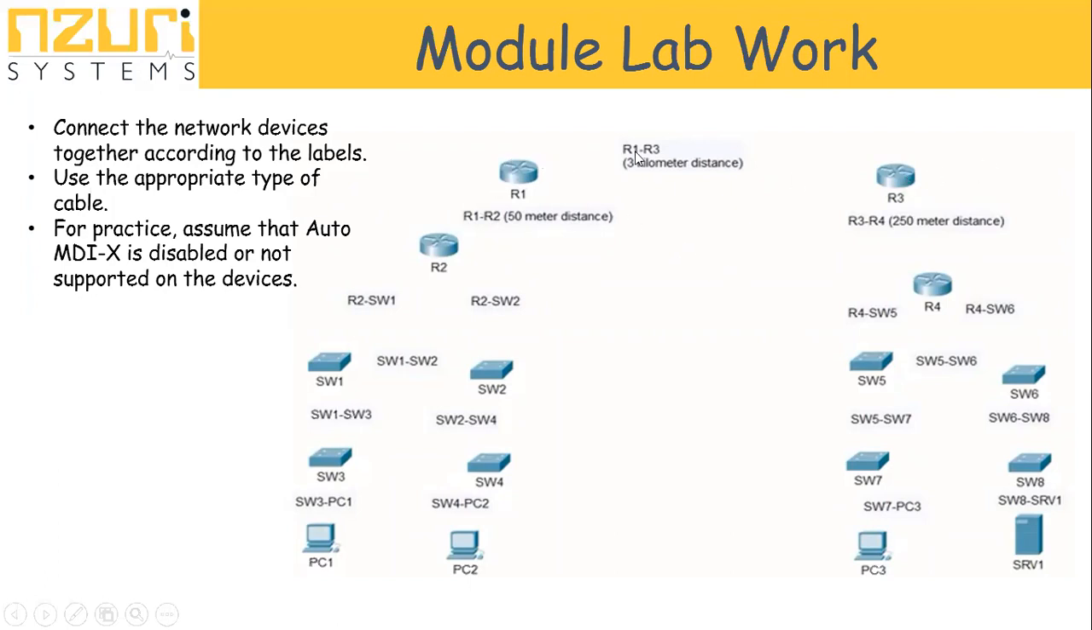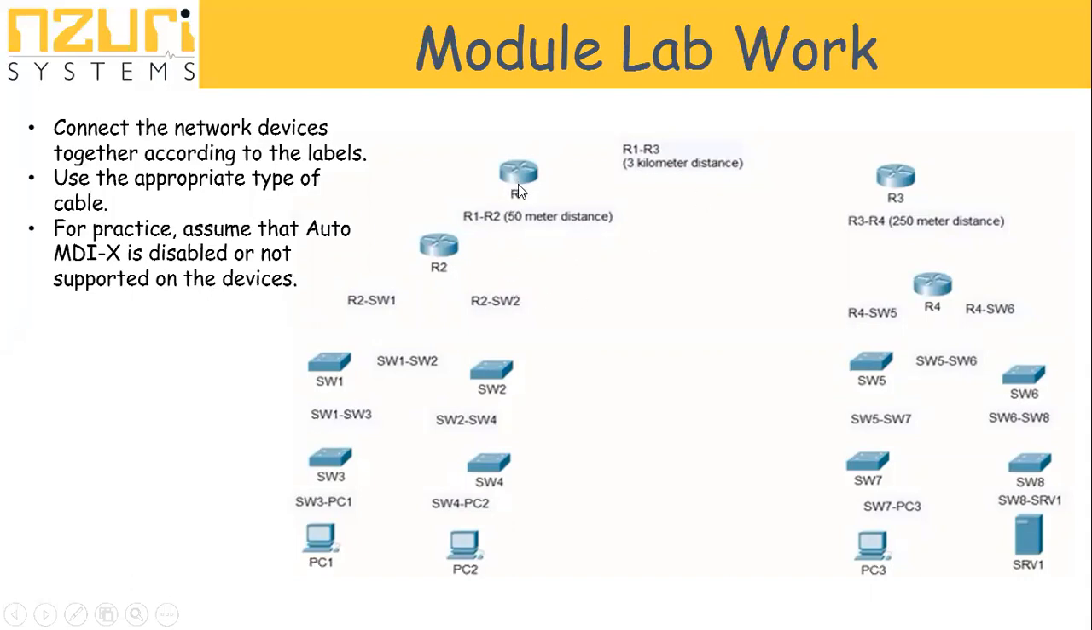So if you are going to connect the two of them and see what is there, the description says this is a 3 kilometer distance. So how do you connect them, 3 kilometers? Okay. Yeah, you get it. Automatically, you can't use a UTP cable here. So then you should know what type of cable will go.